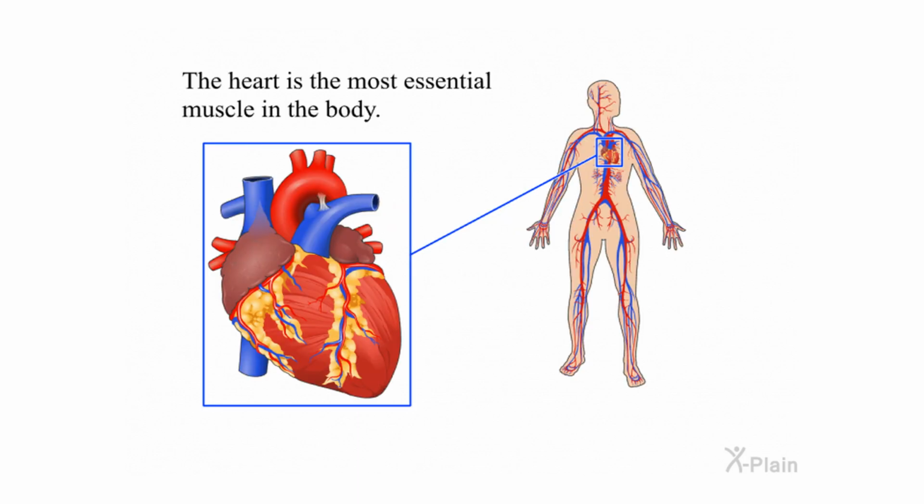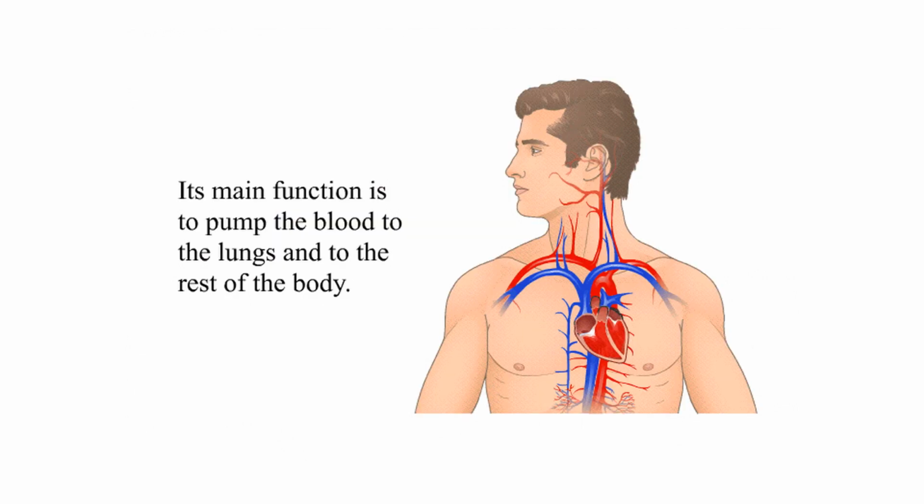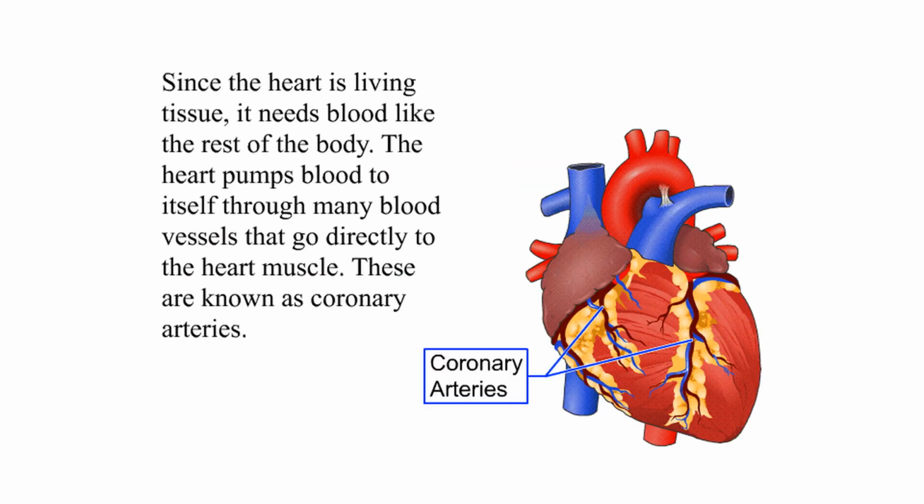Anatomy. The heart is the most essential muscle in the body. Its main function is to pump the blood to the lungs and to the rest of the body. Since the heart is living tissue, it needs blood like the rest of the body. The heart pumps blood to itself through many blood vessels that go directly to the heart muscle. These are known as coronary arteries.